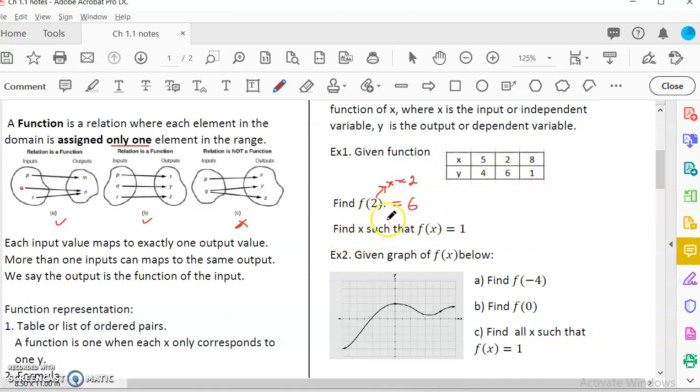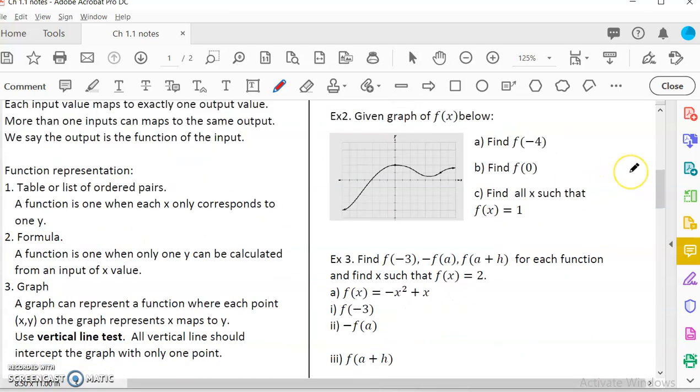Now, we can also find it the other way around: find x such that f of x is equal to 1. That means I don't know what x is, but f of x, which is y, is 1. So here I have y equal to 1. What is x? If you look at the table, x is equal to 8.